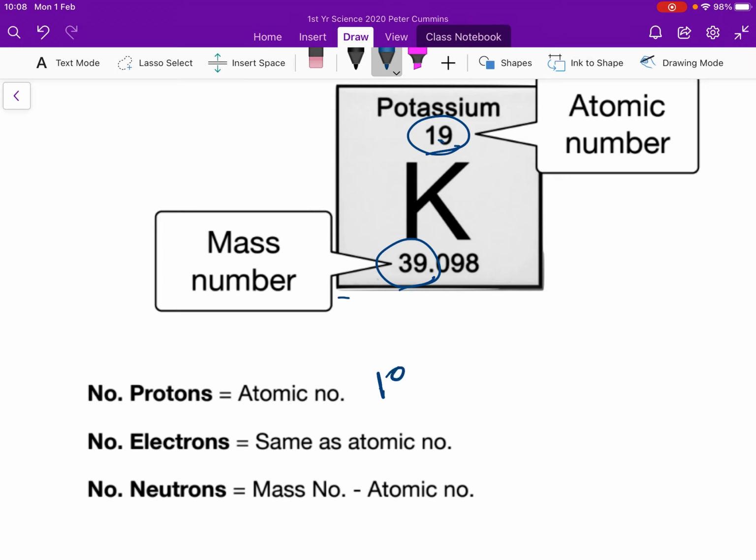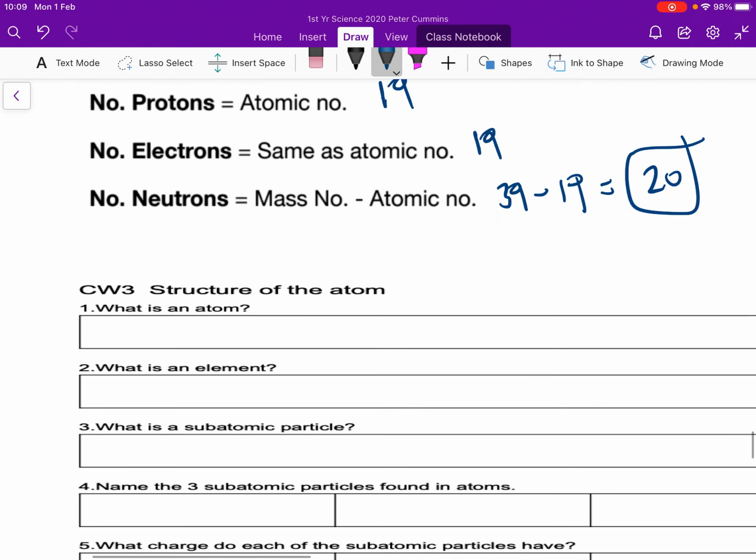So if I want to find the number of protons, it's just going to be the atomic number, which is 19. If I want to find the number of electrons, that's the same, it's going to be 19. If I want to find the number of neutrons, then I take 39 minus 19, which is equal to 20. And if you can do these, this sets us up to be able to actually draw these out later on in the week.